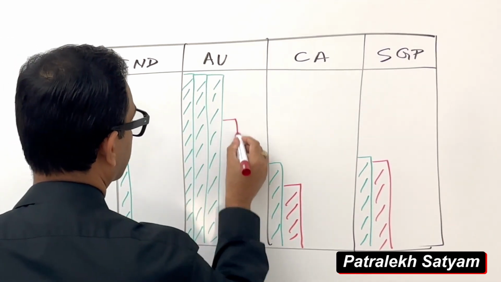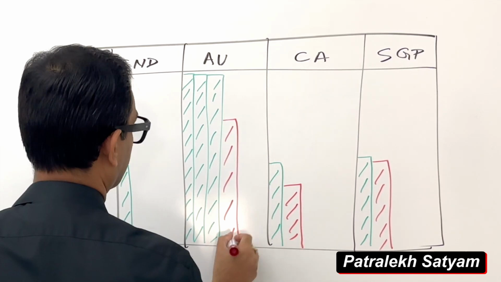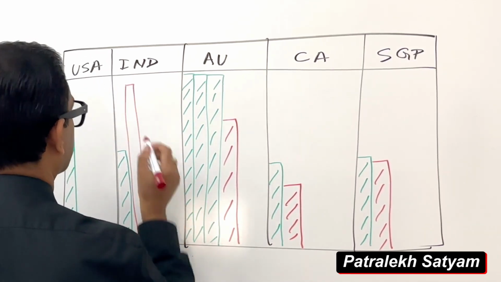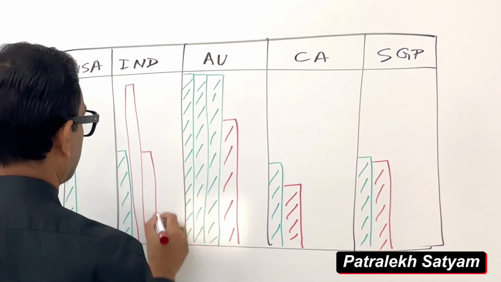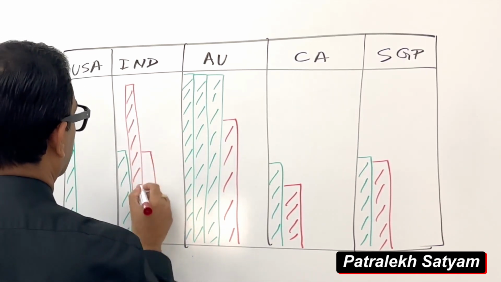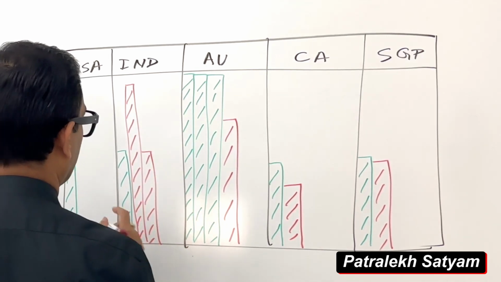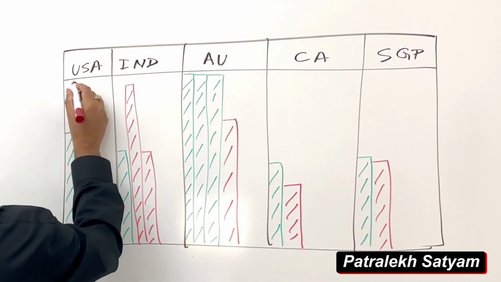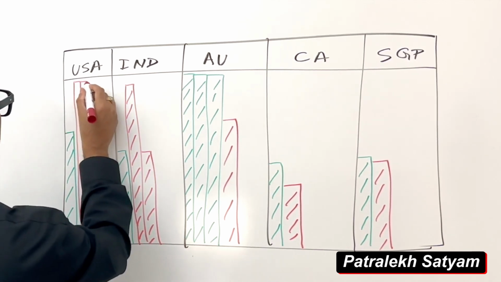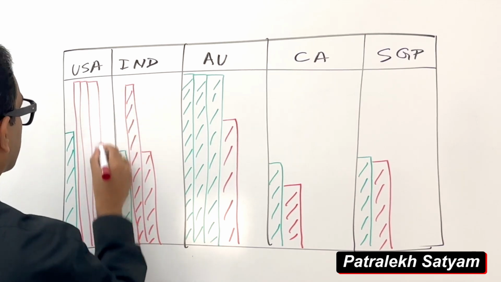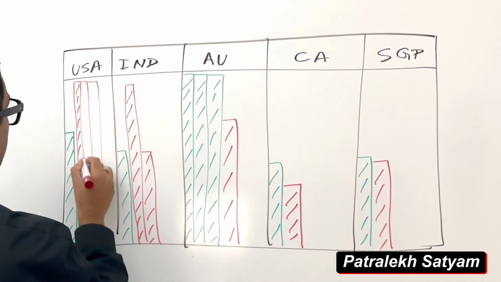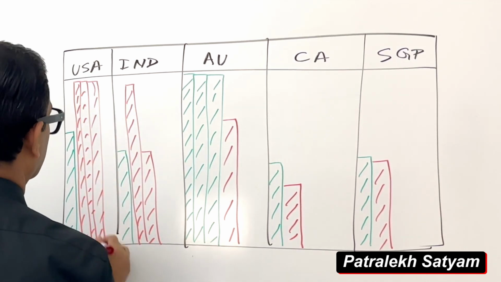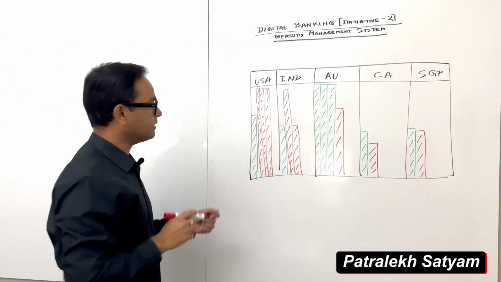Australia has higher expense. India has a lot of expense. All the development centers are here and they have this much need of cash and they have only this much cash in their account. And US again has a lot of expenses, right? So this is the scenario.